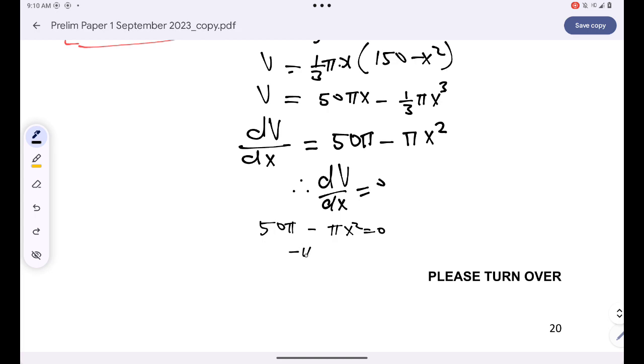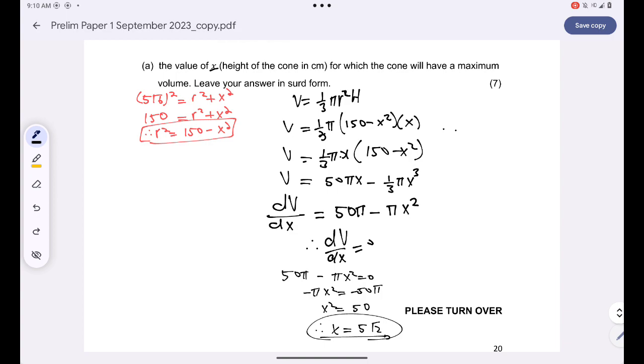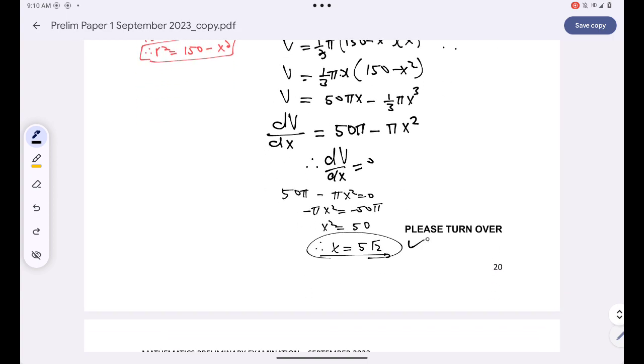So I'll end up having negative pi x squared is just equal to negative 50 pi. If I divide both sides by negative pi, then x squared is just equal to a positive 50, and therefore x is just equal to 5 root 2, because we'll simply find square roots on both sides. So for our cone to have a maximum volume, the value of x has to be 5 times the square root of 2. Are you together?